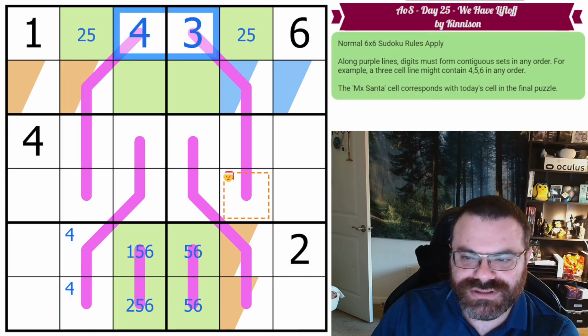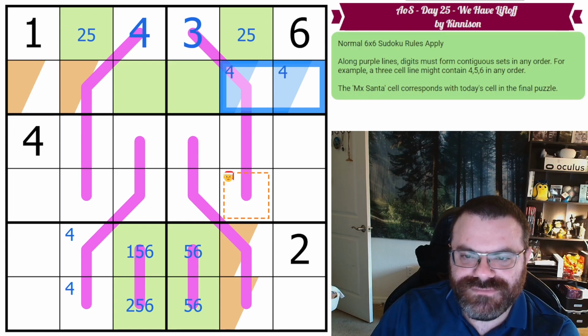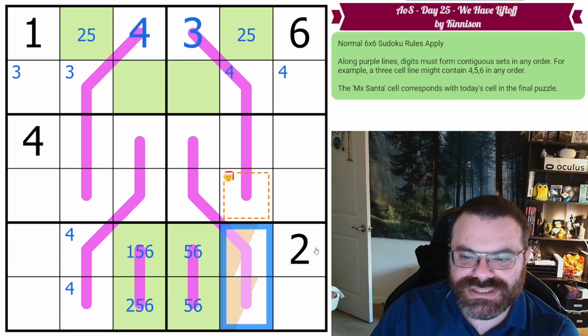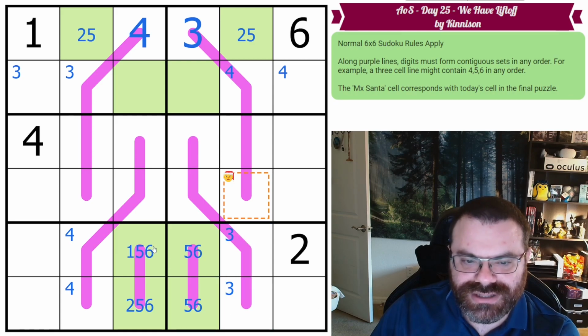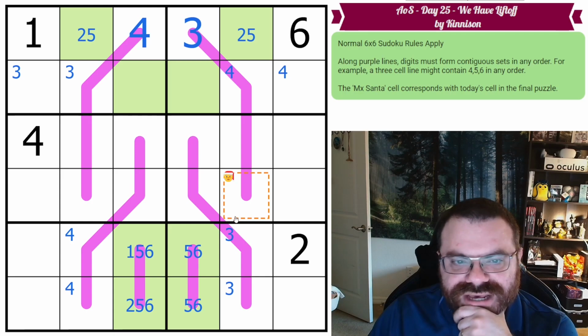I can get rid of those colors. We can say that the 4 is in one of these two, the 3 is in one of these two, and we don't need these colors. And then we can say that there's a 3 down here somewhere. And we don't need these colors. Okay. So, ooh, what can we do next?